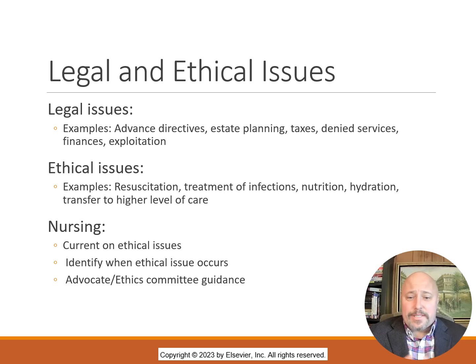And in this case, things like advanced directives and living wills would go a long way in helping determine that patient's care. An advanced directive, that living will, is a written legal document written by the patient while they're still of sound mind to designate what they would like to see happen. Versus a healthcare proxy, this is a legal person that elderly person has designated to make healthcare decisions for them should they be unable to make them themselves. Other ethical issues include things like resuscitation, treatment of infections, nutrition, hydration, and the need to transfer to higher levels of care.